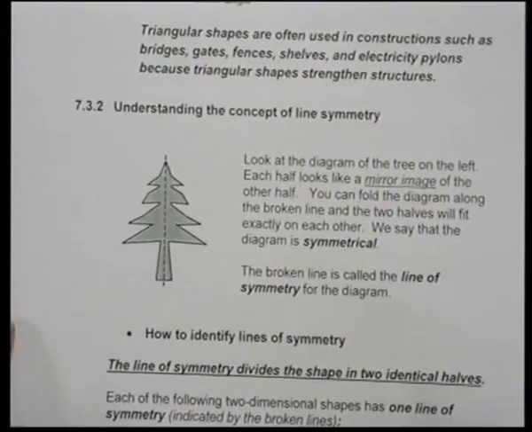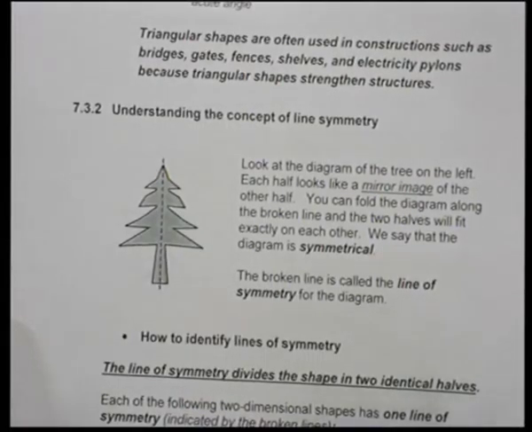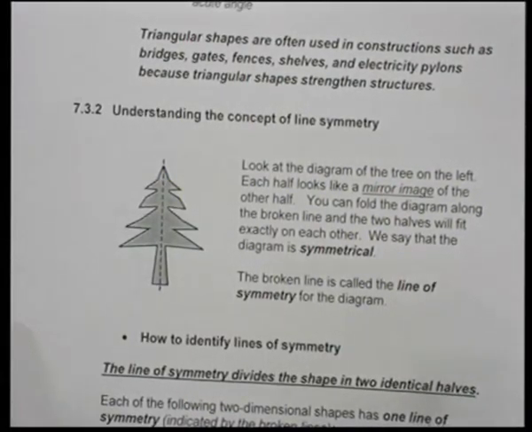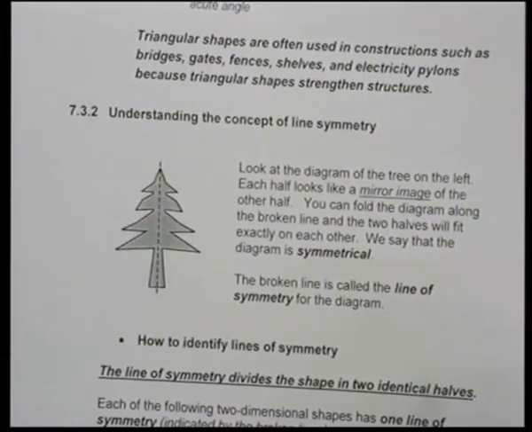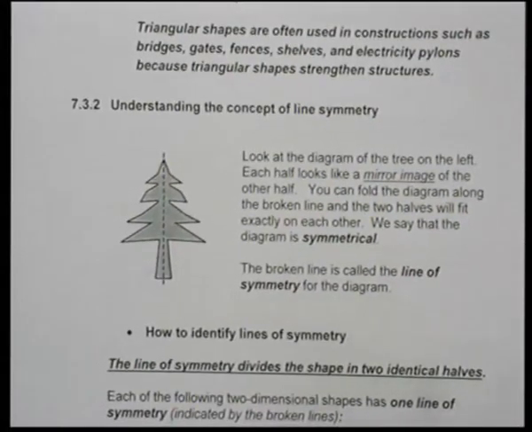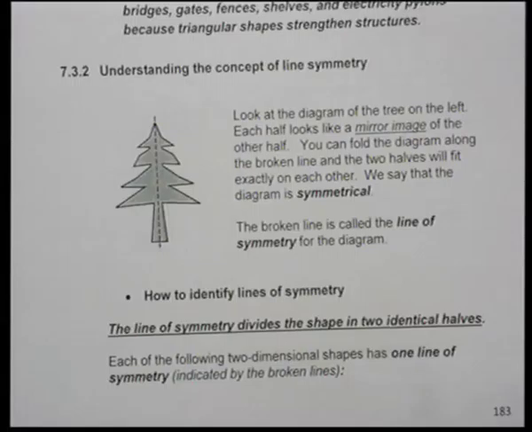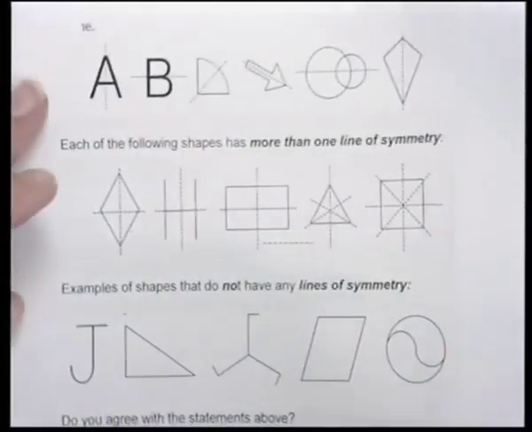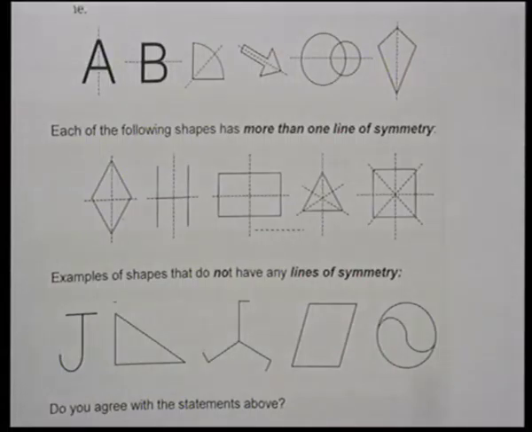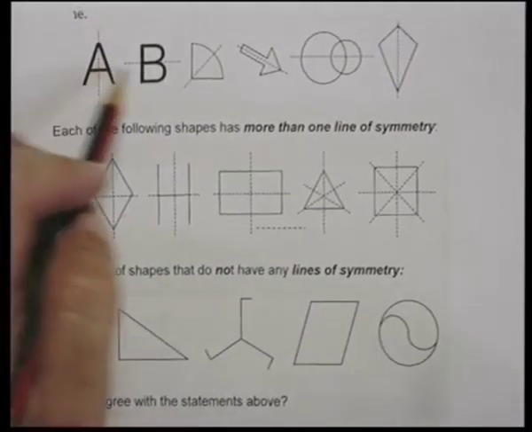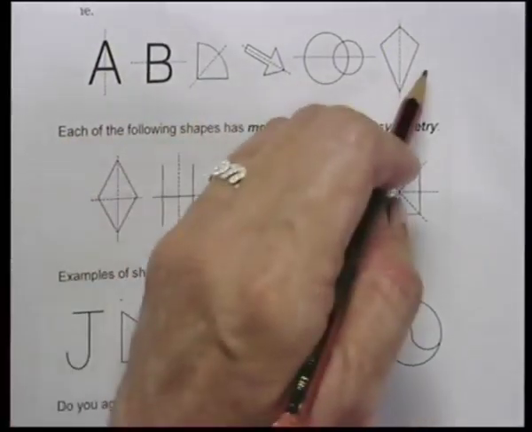Line symmetry. Symmetry, very nice, the mirror image. How to identify the lines of symmetry. The line of symmetry divides the shape into identical halves. Each of the following two-dimensional shapes has one line of symmetry, and it's indicated by the broken line. Very nice. There we see the A with a dotted line, and each of the following has more than one line of symmetry. Okay, those ones, they all have only one line of symmetry.